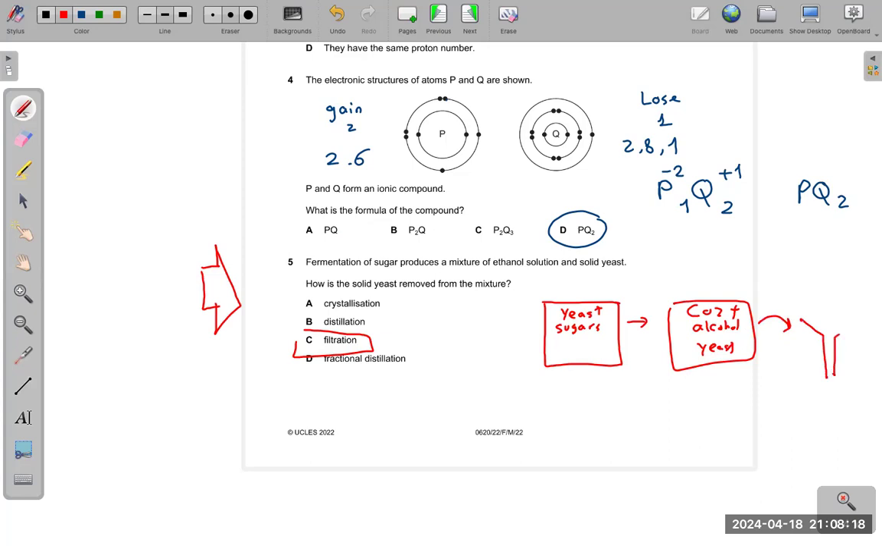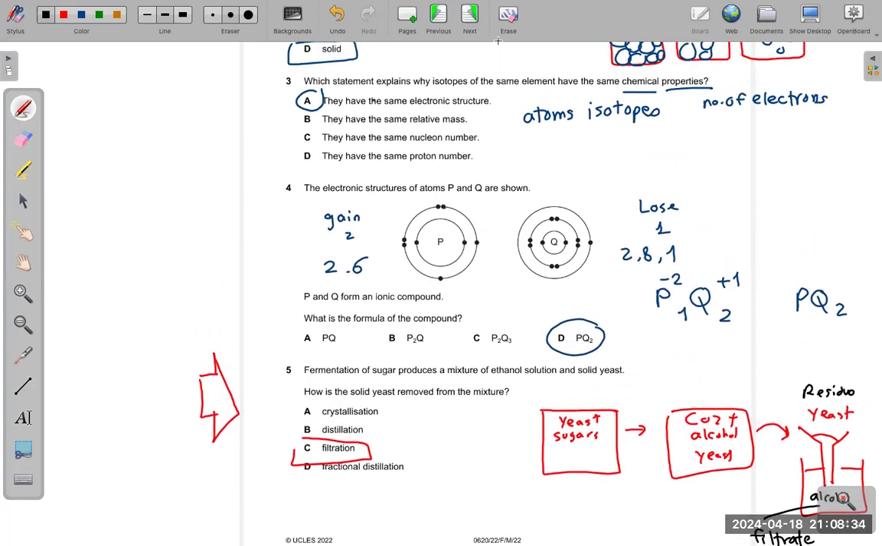Just try to filter it, because the yeast will be filtered here, and the alcohol, which is the liquid, will come as the filtrate. So alcohol will come here. This will be the filtrate, and the yeast will be my residue. So this is a good question to come in our exams.